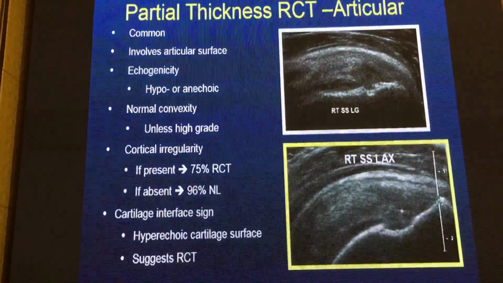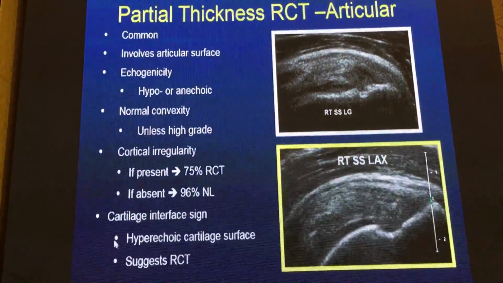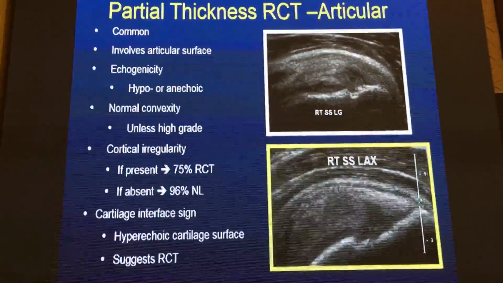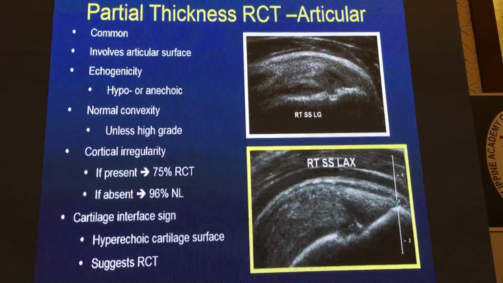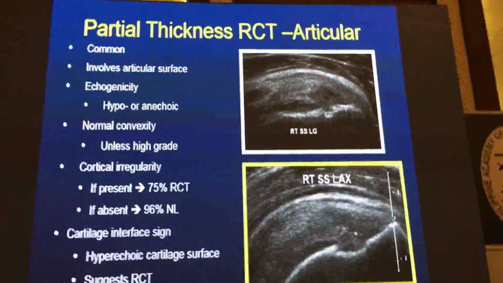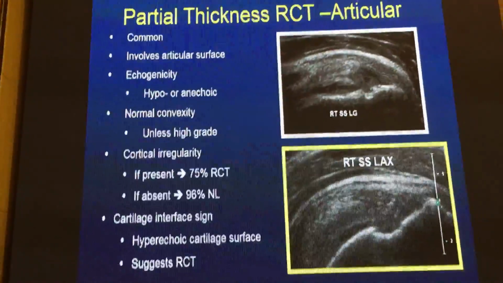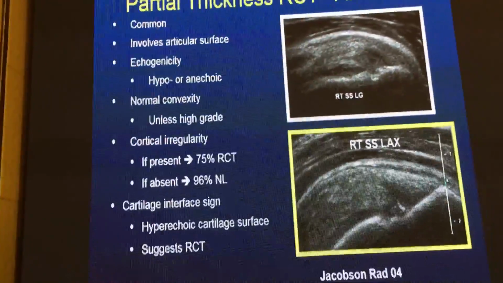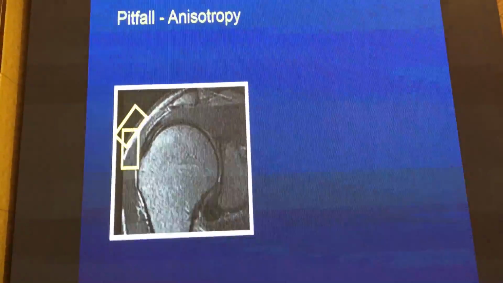Another soft sign or indirect sign of a tear of the rotator cuff is the cartilage interface sign. And I'm going to show you a nice picture of that later on. But essentially, if you have an articular surface tear or a full thickness tear, then the sound waves will reflect off of the superficial surface of your articular cartilage. And it'll make that superficial surface of the articular cartilage white, as opposed to being dark. And so that is called the cartilage interface sign, and it suggests that there's a rotator cuff tear. You always want to document the dimensions.